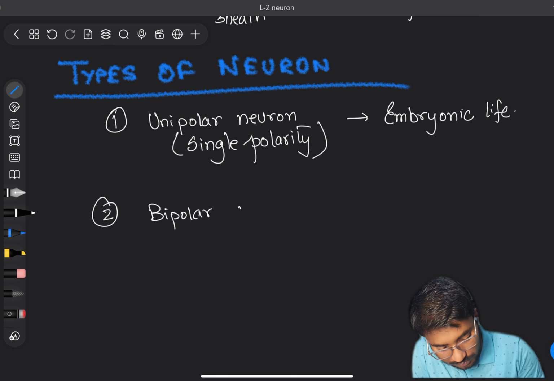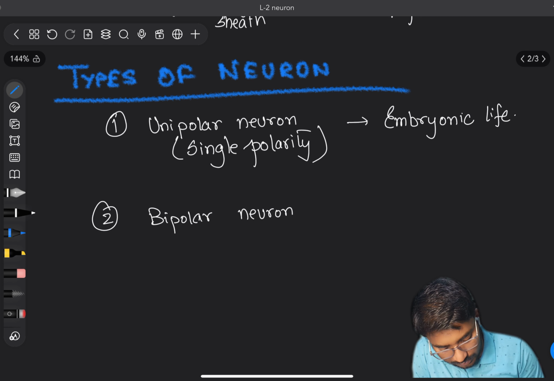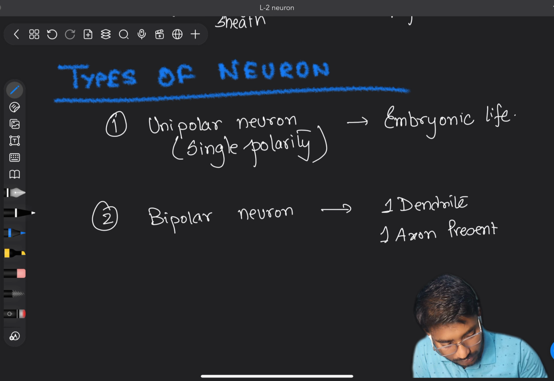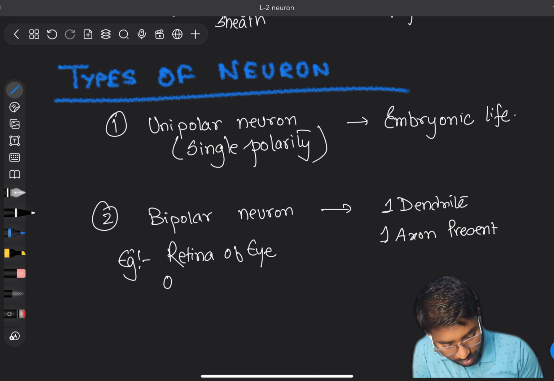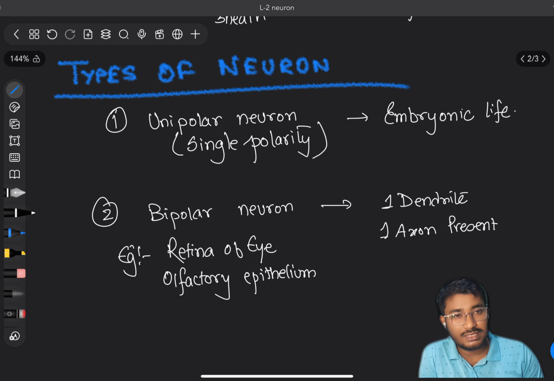Bipolar neuron has one dendrite and one axon present. Examples can be given as the retina of the eye and the olfactory epithelium.